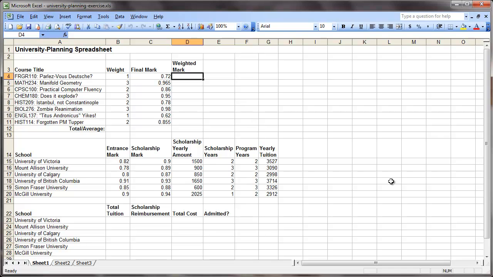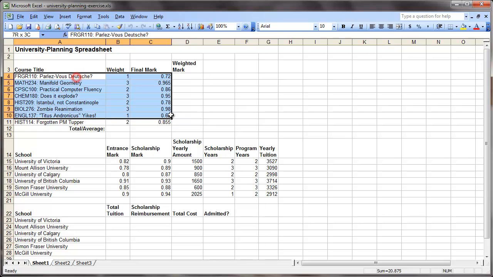Alright, so it asks us to download this file, our starting point, which gives us at the top a series of our current marks. Notice nothing's formatted yet. We'll wait until later. It's always best to format last, I find.